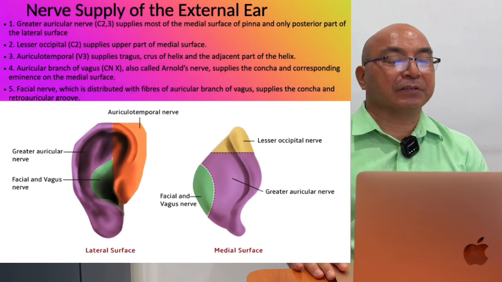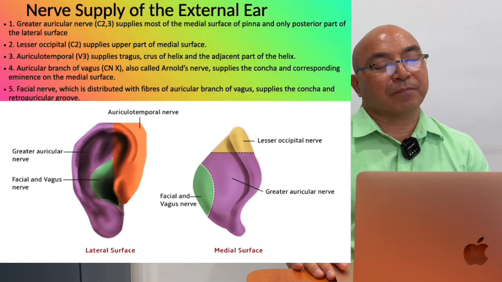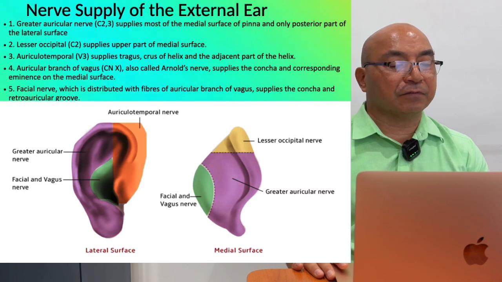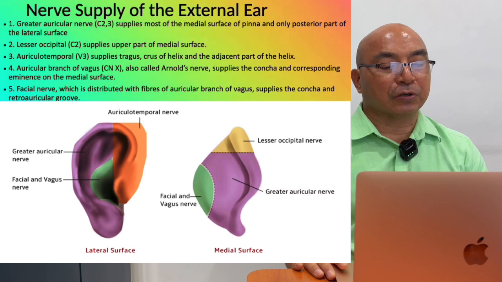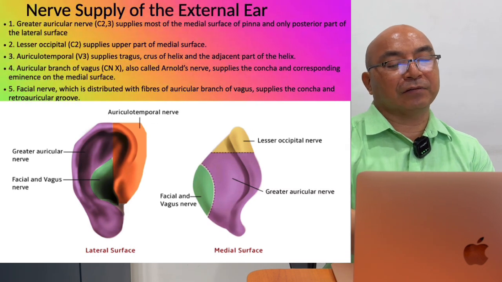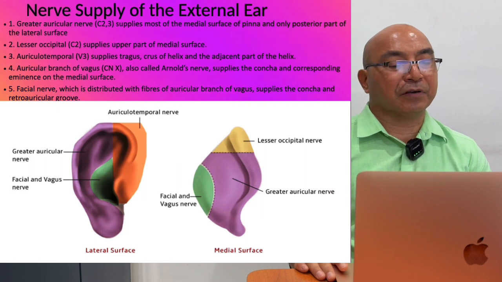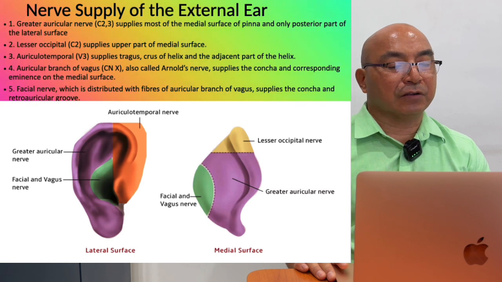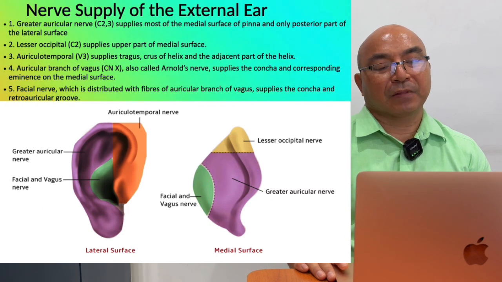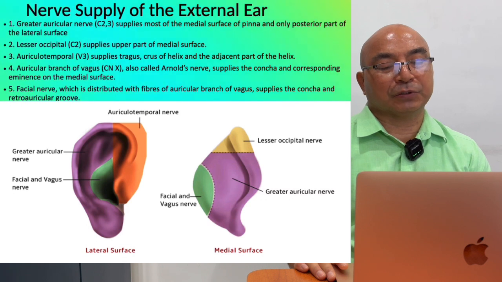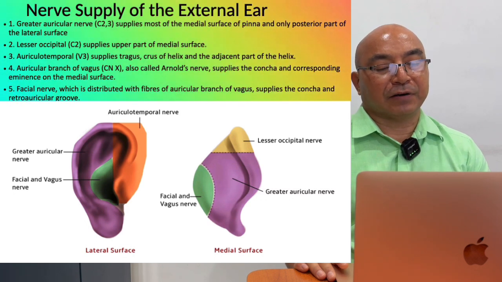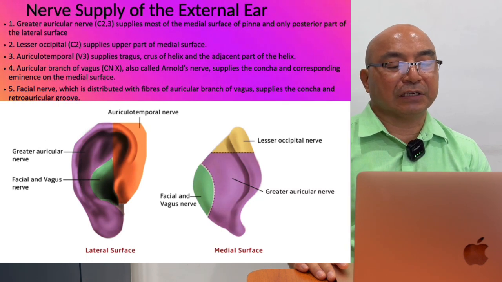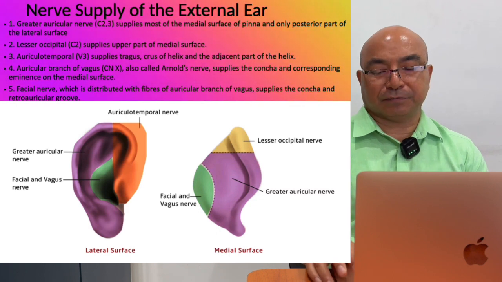Now, the nerve supply of the external ear. You can see the pinna is supplied by the greater auricular nerve, facial nerve, and auriculotemporal nerve. You can find the auriculotemporal nerve serving more anteriorly, and posteriorly you'll find the great auricular nerve, and around the concha you'll find the facial and vagus nerve. And from behind, the lesser occipital nerve supplies the upper part, and the rest is supplied by the great auricular nerve, and usually much medially the facial and vagus nerve supplies.